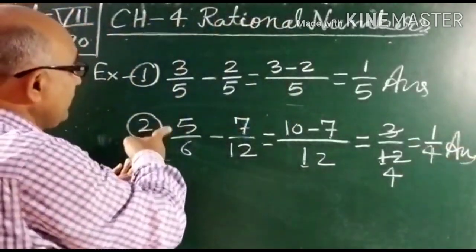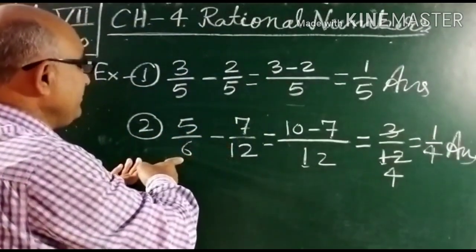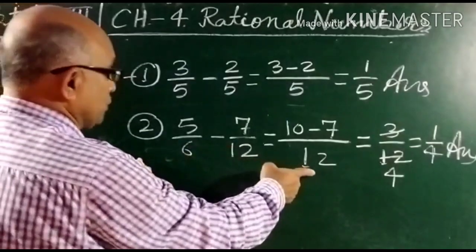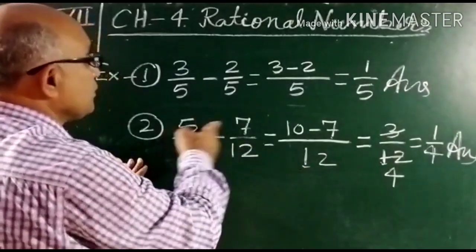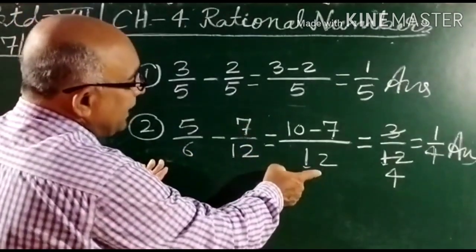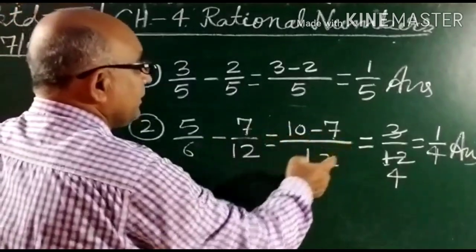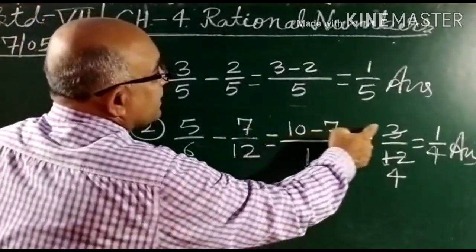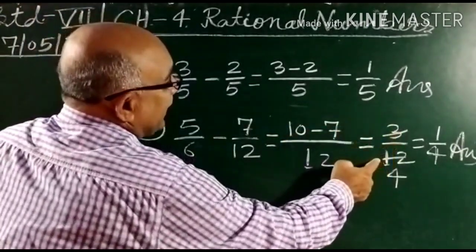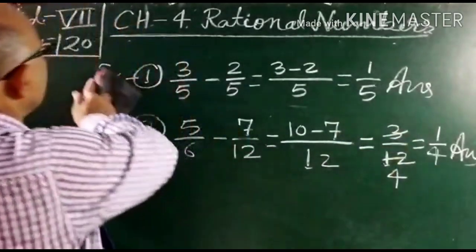Once again, 5/6 minus 7/12. The LCM of 6 and 12 is 12. 6 twos are 12, so 5 twos are 10. Now 12 ones are 12, 7 ones are 7. So (10 minus 7)/12, and 10 minus 7 equals 3. So 3/12, 3 fours are 12, so 1/4.